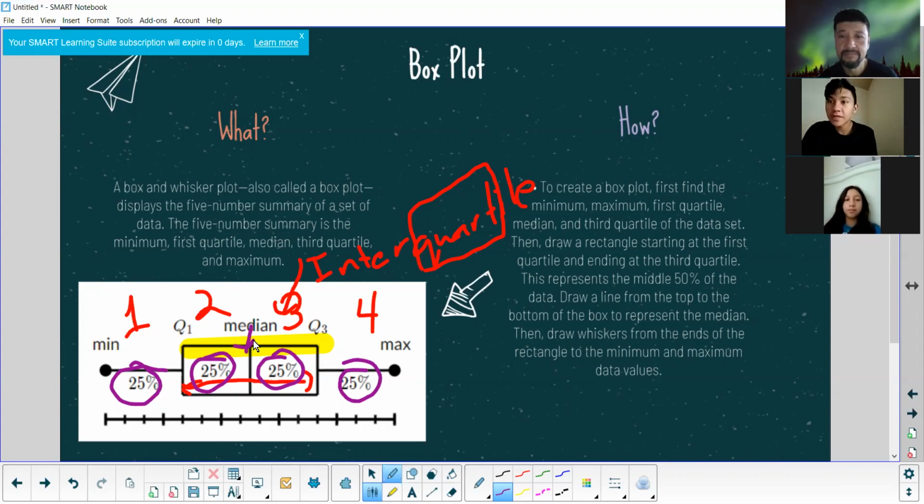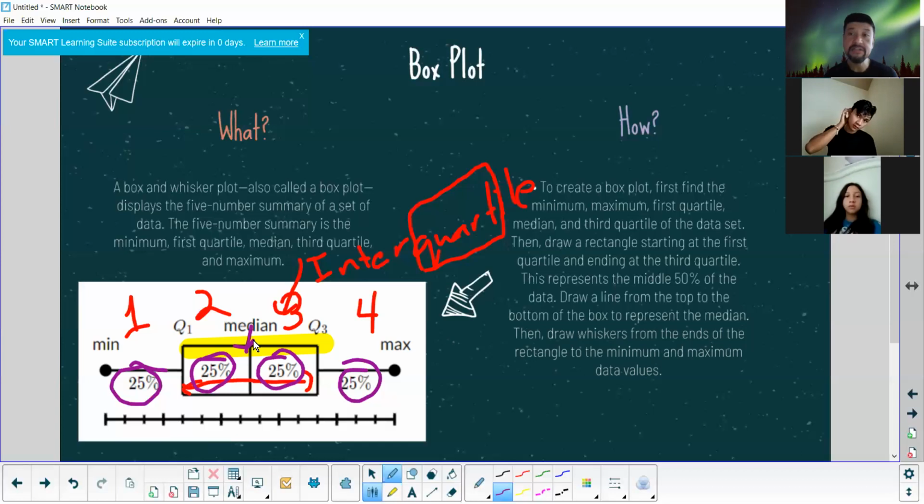Then draw a rectangle starting at the first quartile and ending at the third quartile. This represents the middle 50% of the data. Draw a line from the top to the bottom of the box to represent the median. Then draw whiskers from the end of the rectangle to the minimum and maximum data values.